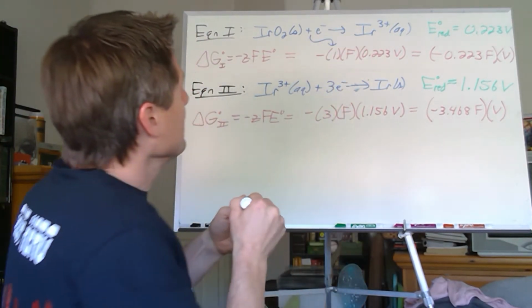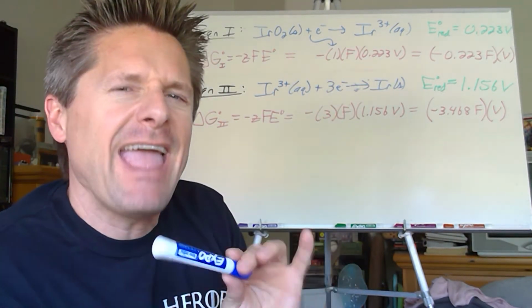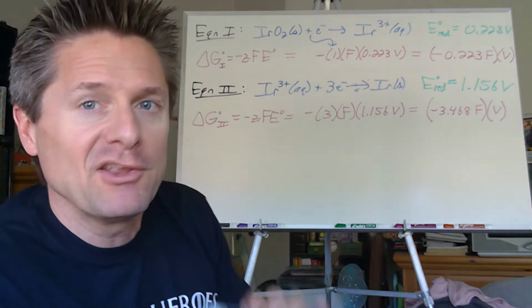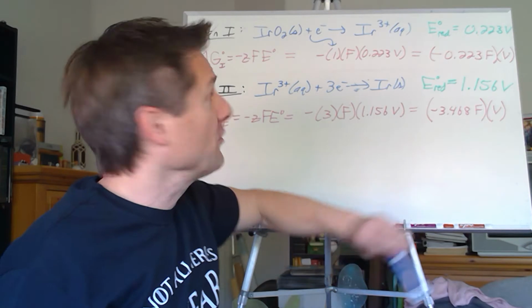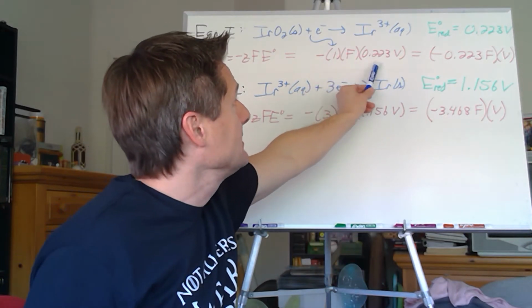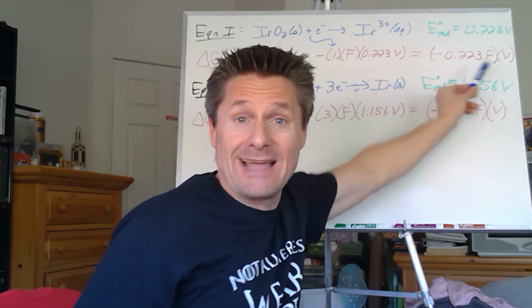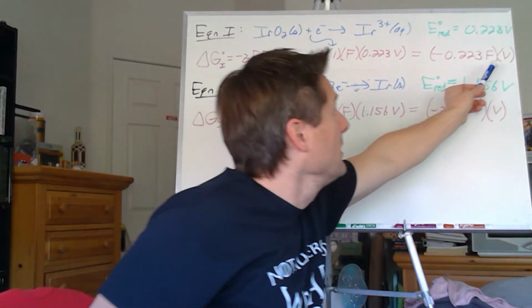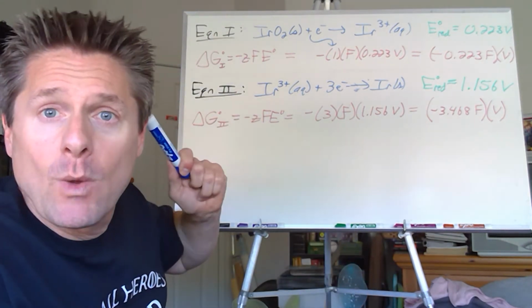So I take -1, that's unitless, times the Faraday's constant, but I'm just going to leave that as F. You'll see how slick this is when I'm done. You don't have to do that, but you'll see how cool it is. Times the electrode potential of 0.223 volts. So I'm just going to take -1 times 0.223 times that. So I get -0.223 times the Faraday's constant in volts. Let's do the same thing for equation 2.